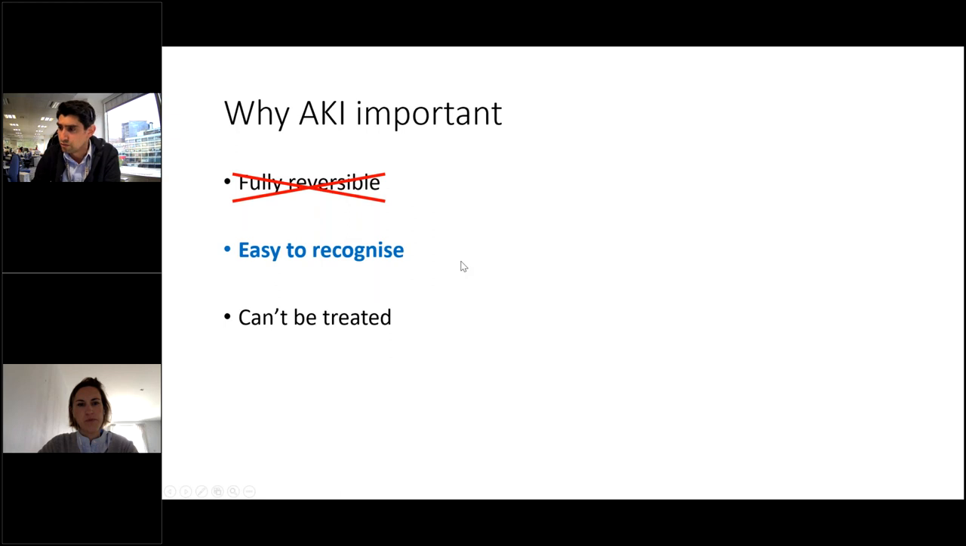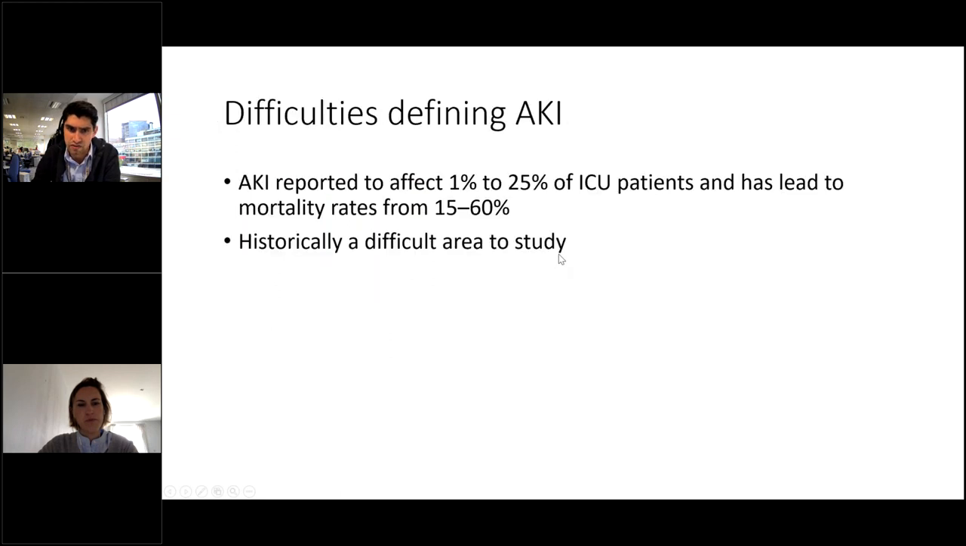The next thing we're going to talk about is: is acute kidney injury easy to recognize? So for something to be easily recognized, it's important that it's easily defined. And there are problems with defining acute kidney injury. So if you did a PubMed search of the incidence of acute kidney injury, for example, in intensive care patients, and you'd think with ICU patients who are so closely monitored, it'd be easy to try and pinpoint the prevalence of AKI. You can see that the prevalence ranges between different units, between 1% to 25% of ICU patients, with different populations, of course, with mortality rates ranging from 15 to 60%.